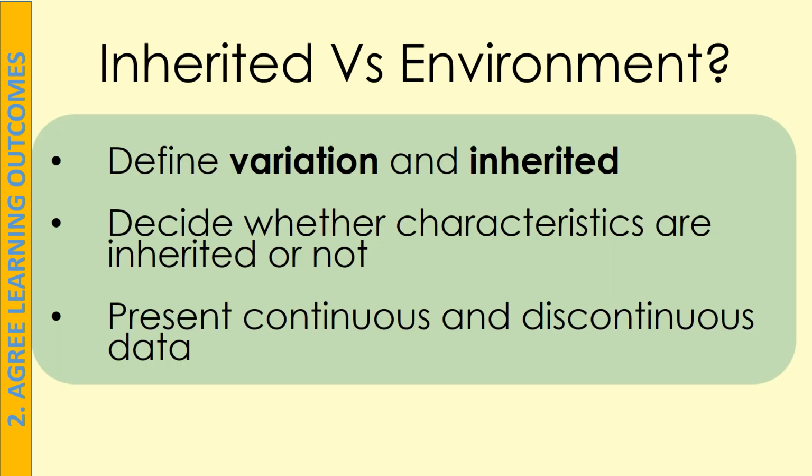Okay, so we're hopefully going to be able to define the words variation and inherited at the end of this lesson. Hopefully we're going to be able to decide whether or not characteristics are inherited. And then we're hopefully going to look at the ideas of continuous and discontinuous data.